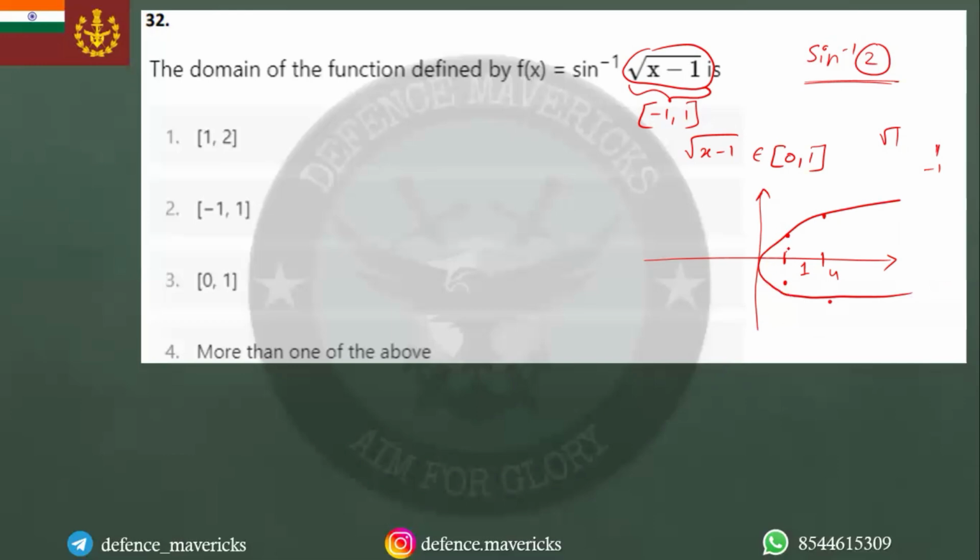So what is happening? For one input you are getting two outputs. Now is this the property of a function? No. A function will have only one output for a single input. तो एक इनपुट को तुम दो आउटपुट से मैप नहीं कर सकते, इसीलिए we don't consider the negative values in root function. So whenever we talk about a root function, we always take only and only the पॉजिटिव वैल्यूज, ठीक है. So root x minus 1 will be between 0 to 1.